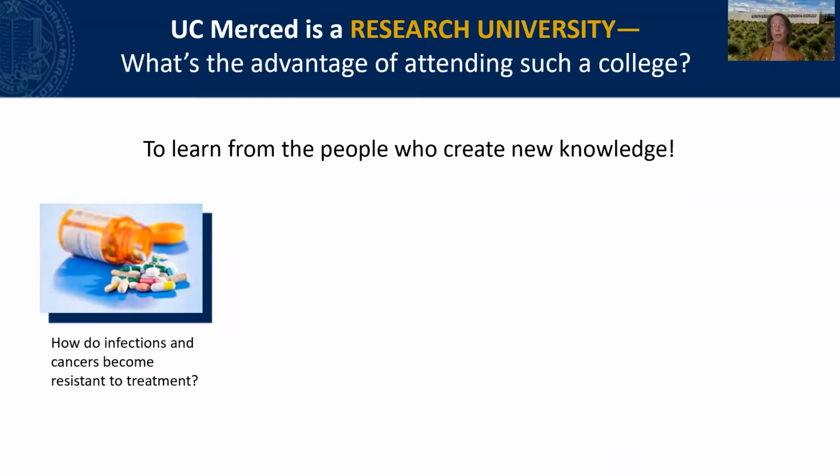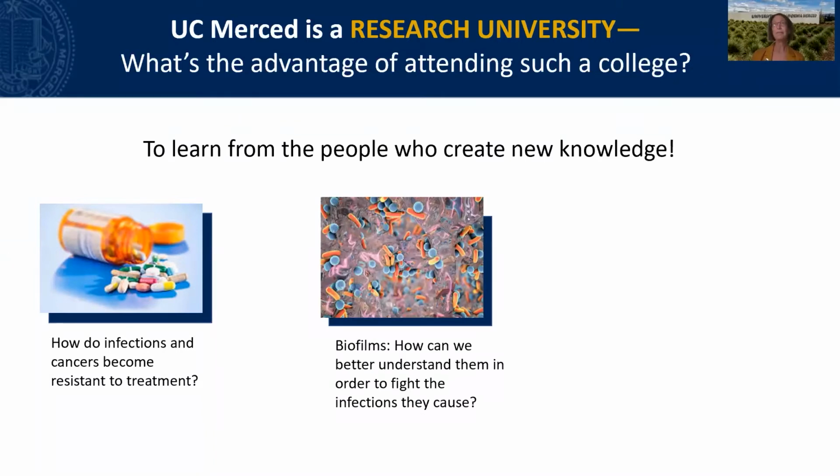So one example of someone's work is Professor Miriam Barlow. She's in the molecular cell biology department, and she is concerned about how infections and cancers become resistant to treatment, so antibiotic resistant. Her work is all about figuring out the mechanisms of how these diseases become resistant, and then figuring out how you develop treatments for it. So that's a really important question that you can learn about from Dr. Barlow.